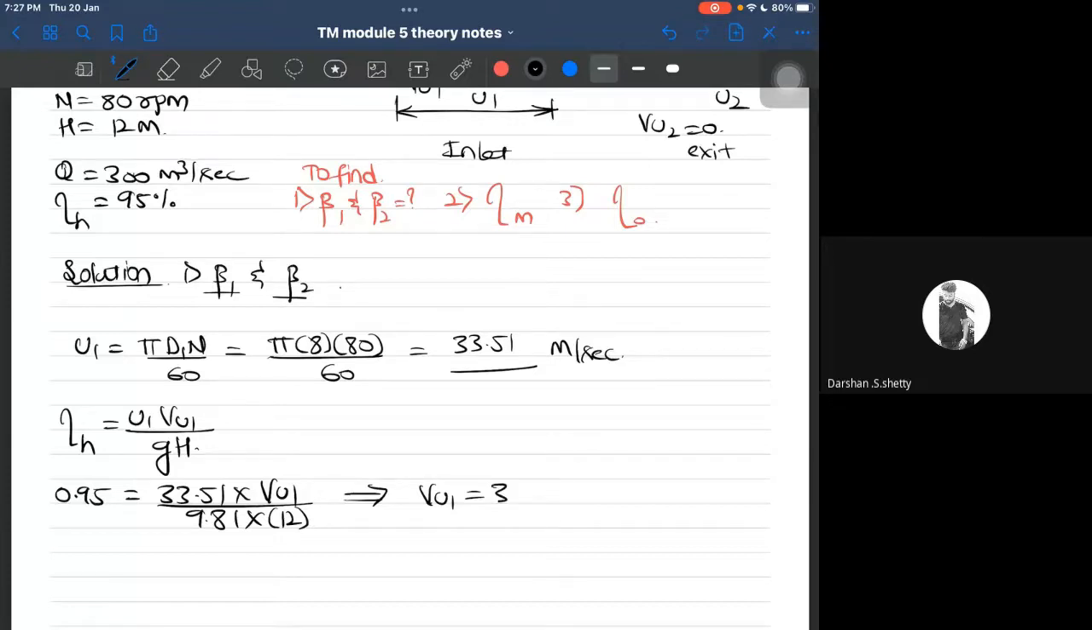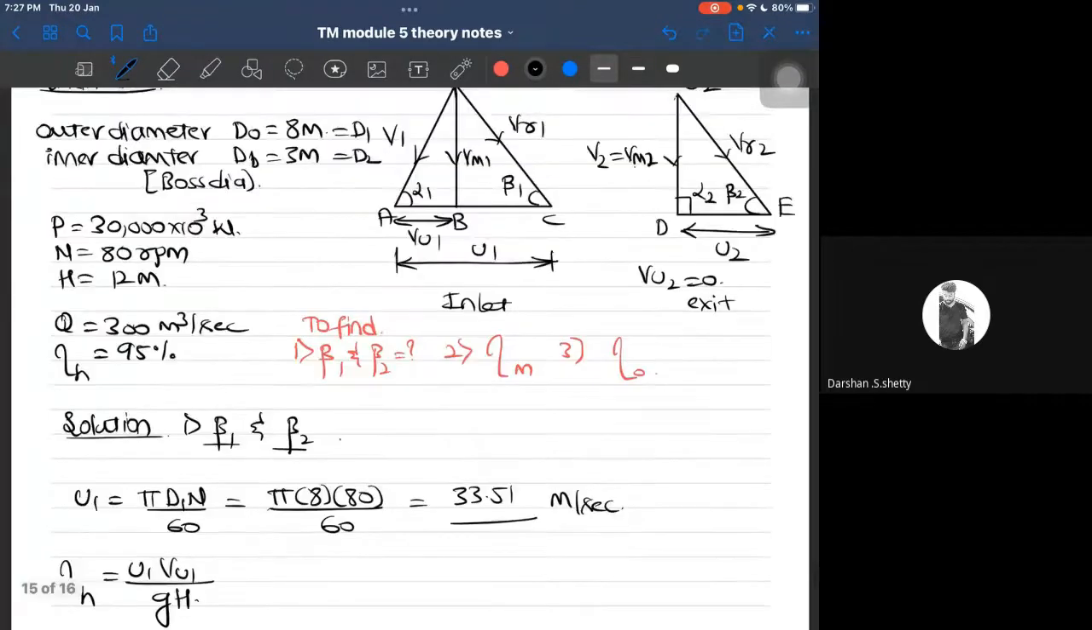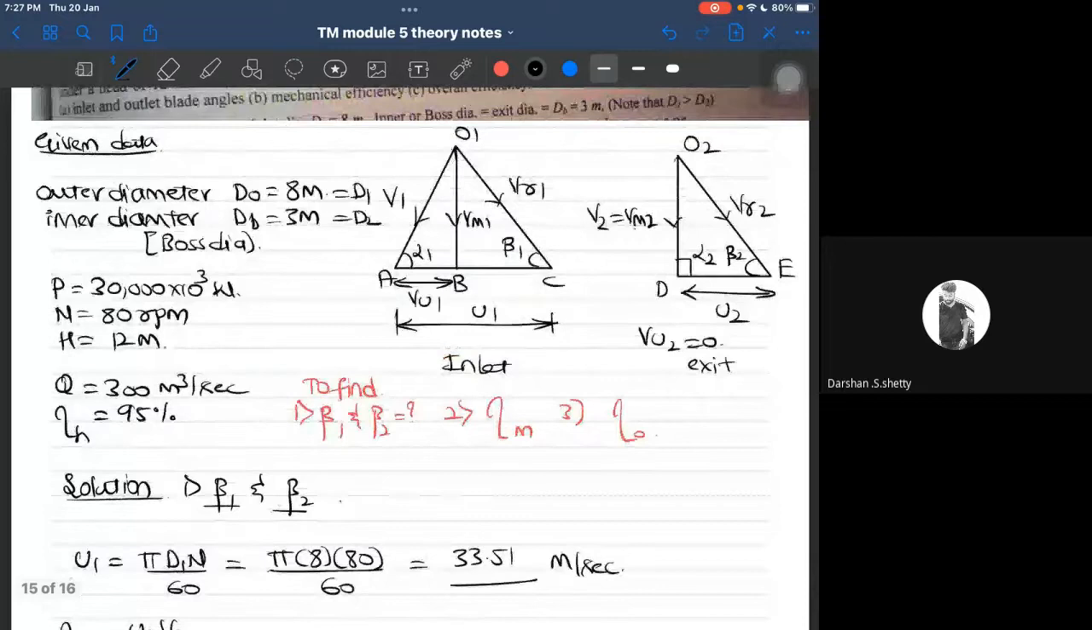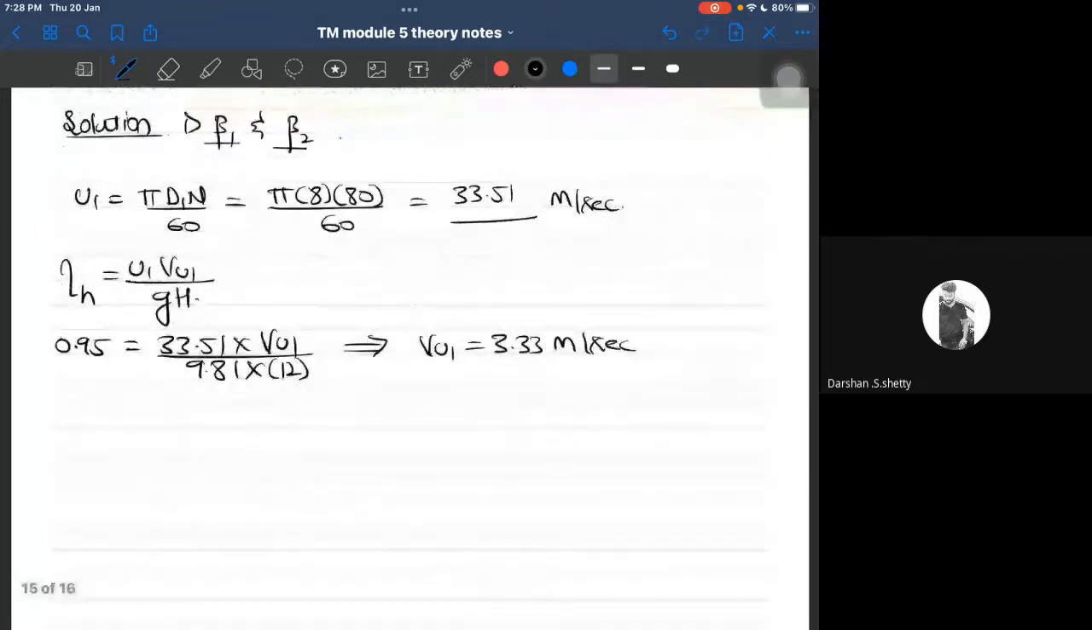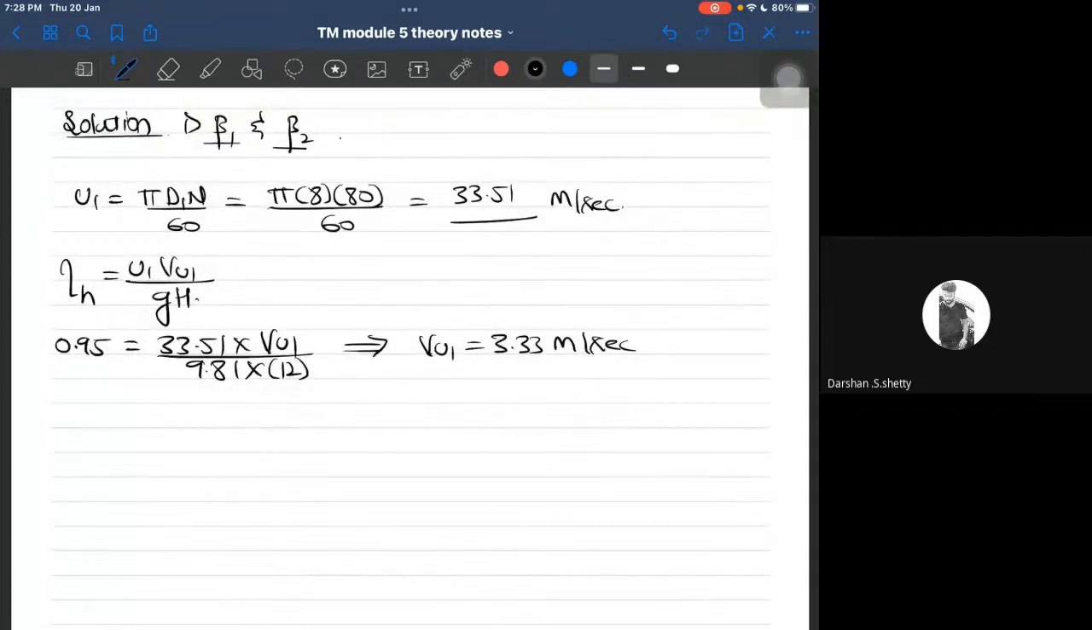3.33 meters per second. Now, always remember, inner diameter is also called boss diameter, and it is also called hub diameter. In a few of the problems, if it is mentioned as hub diameter, we have to take it as the inner diameter. Okay, fine. VU1 is done. Okay, next step.